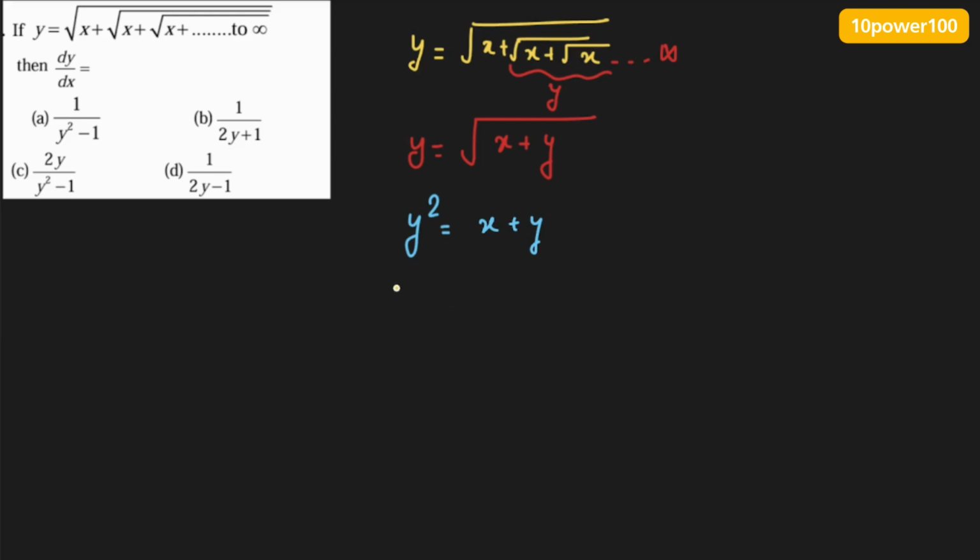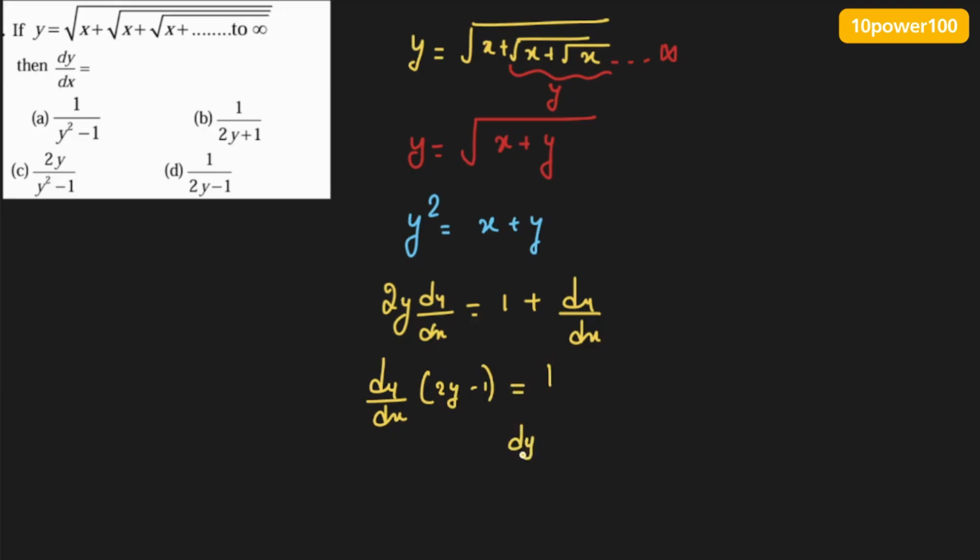So y square differentiation is 2y into dy by dx, is equal to x differentiation, which is 1, plus y differentiation, which is dy by dx. Now if you take dy by dx to one side, we get dy by dx of 2y minus 1 is equal to 1. So dy by dx is equal to 1 divided by 2y minus 1. If you see our option D, it is actually 1 by 2y minus 1. So option D is the correct answer.